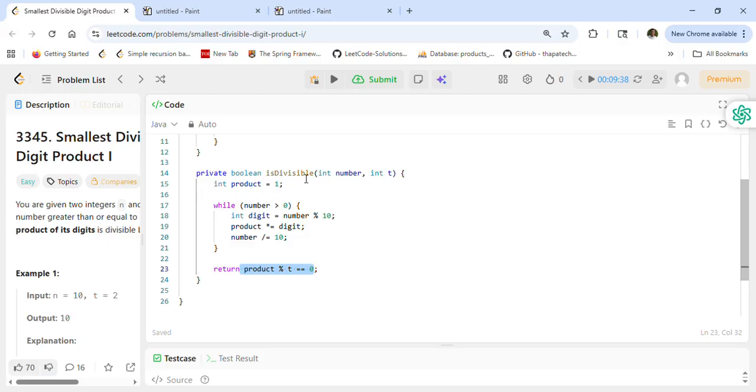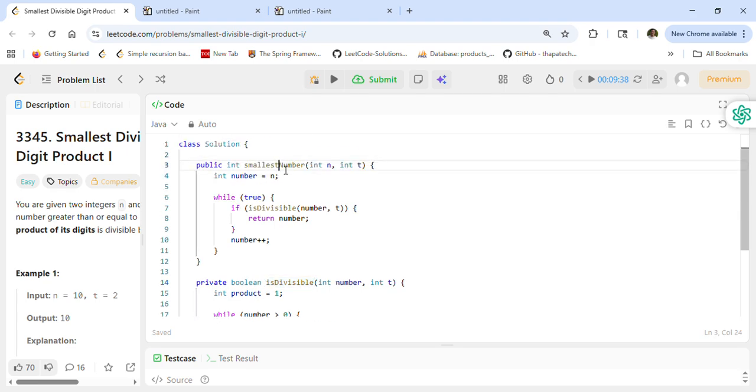Okay, so this is a helper method we have. Now this helper method will be used in our main method. So smallest number is what we have here, n and t. Number is equal to n. We will loop in this while loop until it's completely divisible.